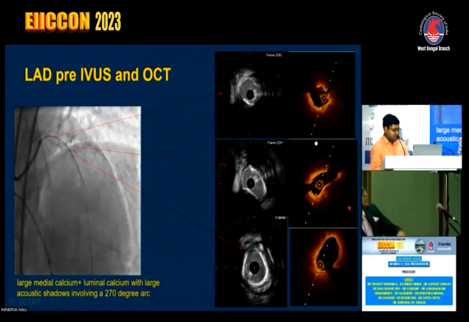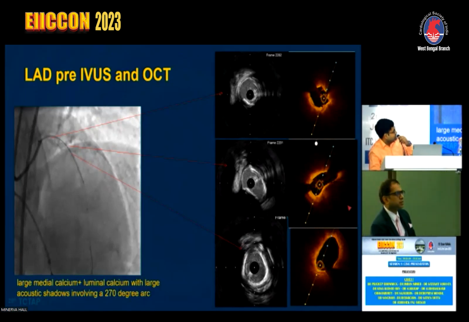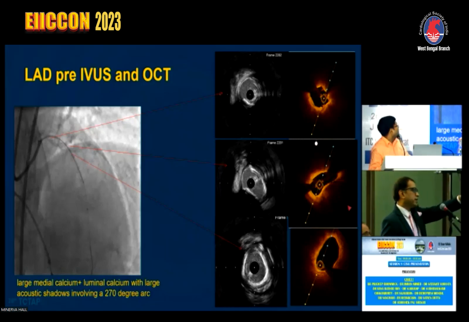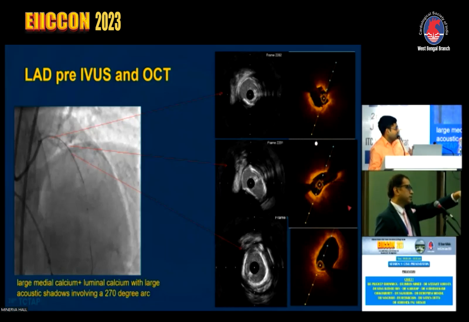So the lower one is LAD and the upper one is left main, sir. You see the proximal LAD, it's almost 4. 1, 2, 3, 4. Yes, sir. Proximal LAD. Yes, sir. Left main must be more than 4.5.